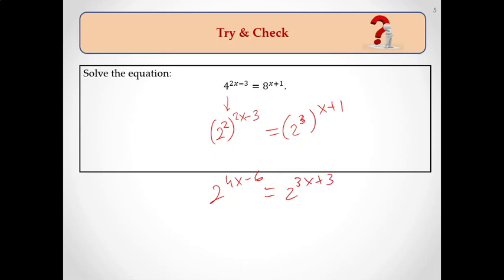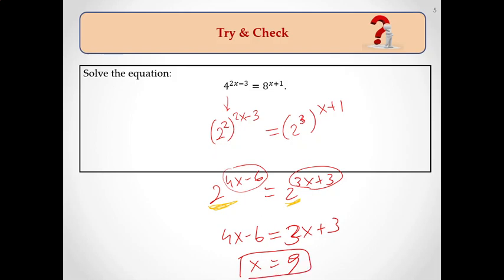Here you see the bases are the same now. I can use this one-to-one rule: if the bases are the same, then the powers should be the same. Then when we solve this, we get x equal to 9. So you can write it this way, or say the solution set is 9.